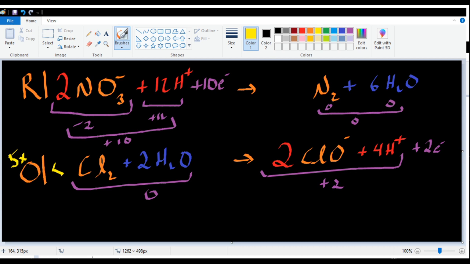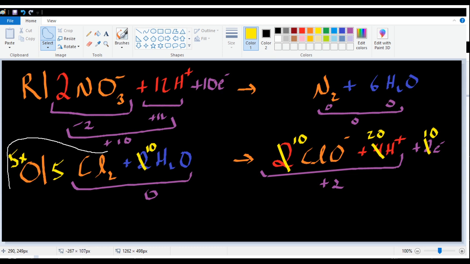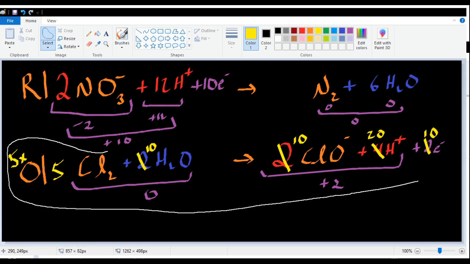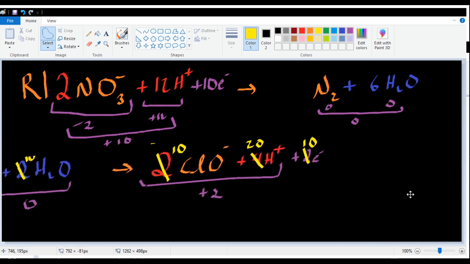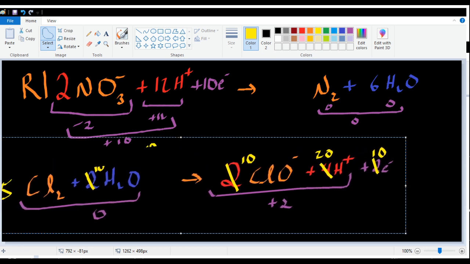All right, so 5, 10, 10, 20, and 10. So when you add these together, your electrons will cancel.